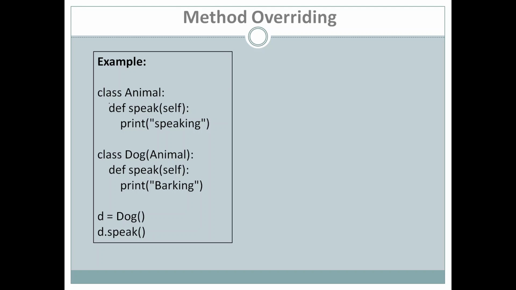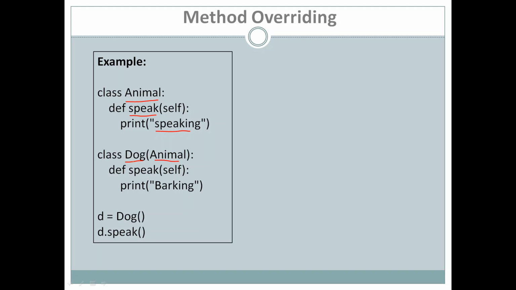Now look at this example. We have a class Animal, and the Animal class includes one method, speak, which simply prints speaking. We have one more class, Dog, and the Dog class is inheriting the Animal class. As Dog inherits Animal, the methods from Animal are available in the Dog class. The method speak is available in the Dog class.